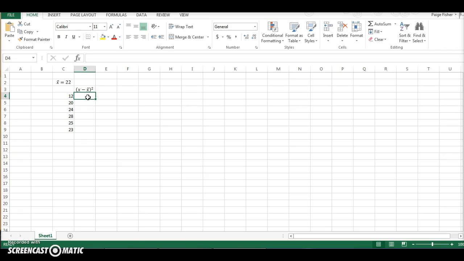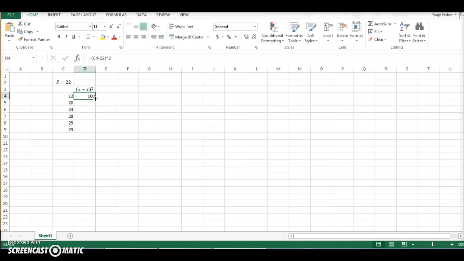So let's start with the numerator again. If we do equals parentheses, then we do 12, we click it this time, minus the mean, which is 22, and then you can use the caret, which is above the 6, to square, and push enter. So to check this, we have 12 minus 22, which is -10, and then square that. That gives us 100. So Excel did the job for us.